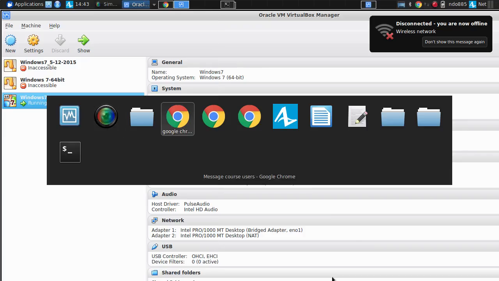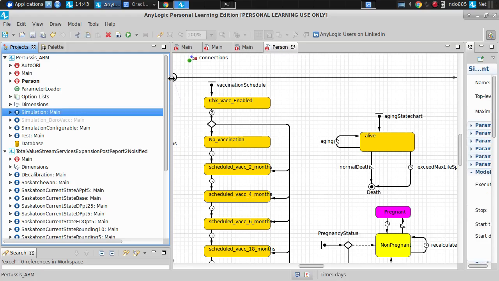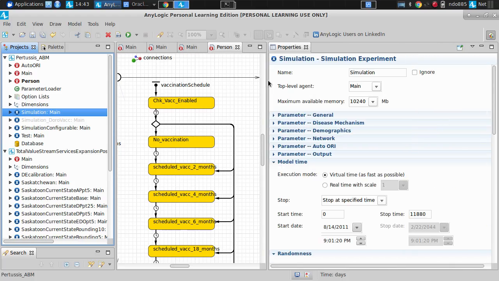Okay, now here it is. Here's AnyLogic. We could go take a look at one of these models. Maybe we'll take a look at this pertussis ABM model, which I suggested that you might think about building. Let's take a look at this simulation here, okay? This is an experiment. This is a particular scenario. And you'll notice that there's a set of parameters that are specified here of different sorts.